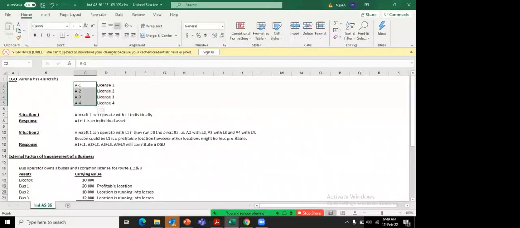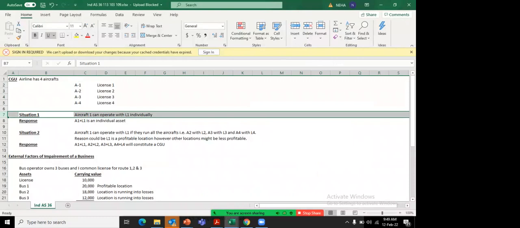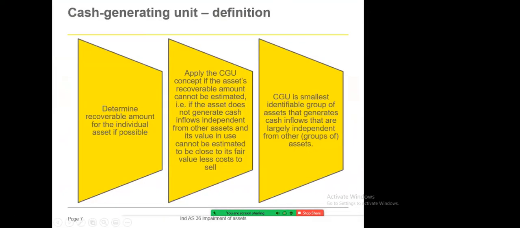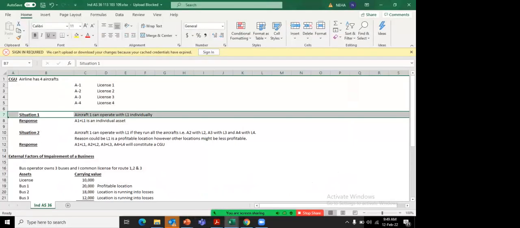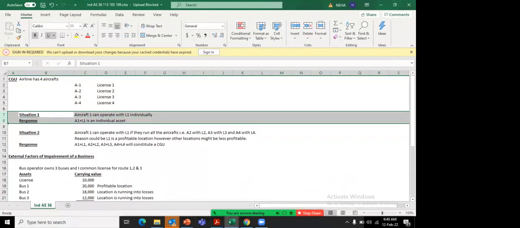If we go back to this example, in situation A, aircraft 1 is operating individually. So in this case, our first case will be applicable, that you will be able to determine the recoverable amount for an individual asset. What is the individual asset in this case? Aircraft 1 is an individual asset. Since aircraft 1 is operating individually, we will be able to determine the cash flows accordingly.